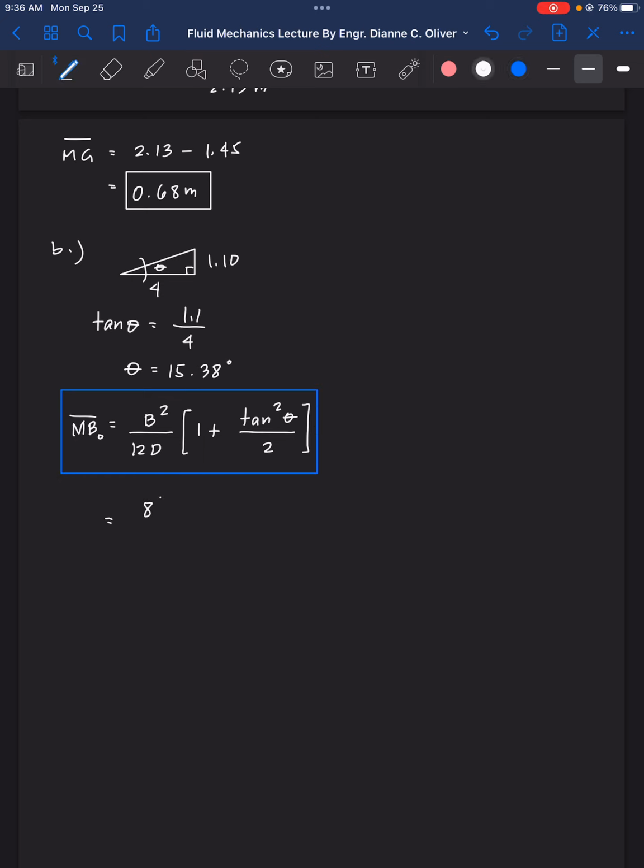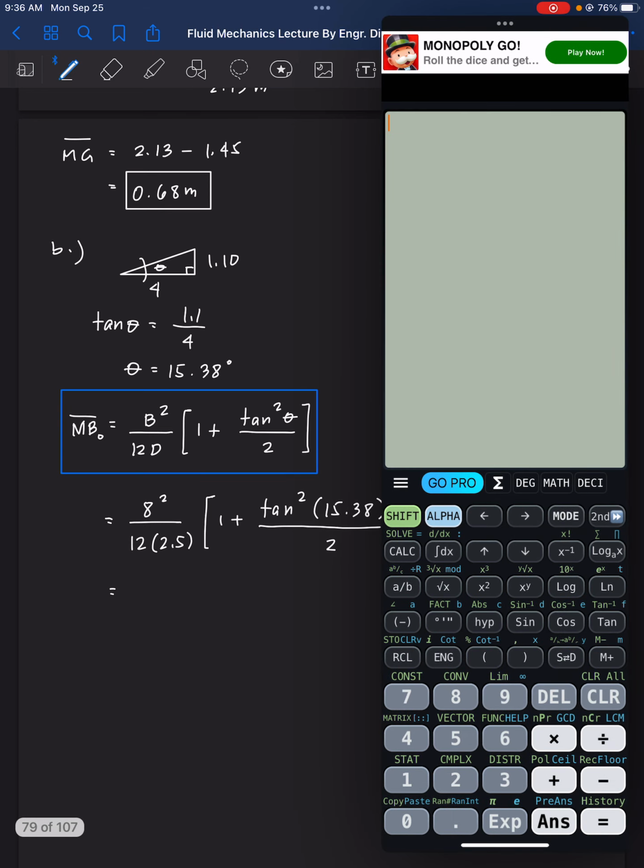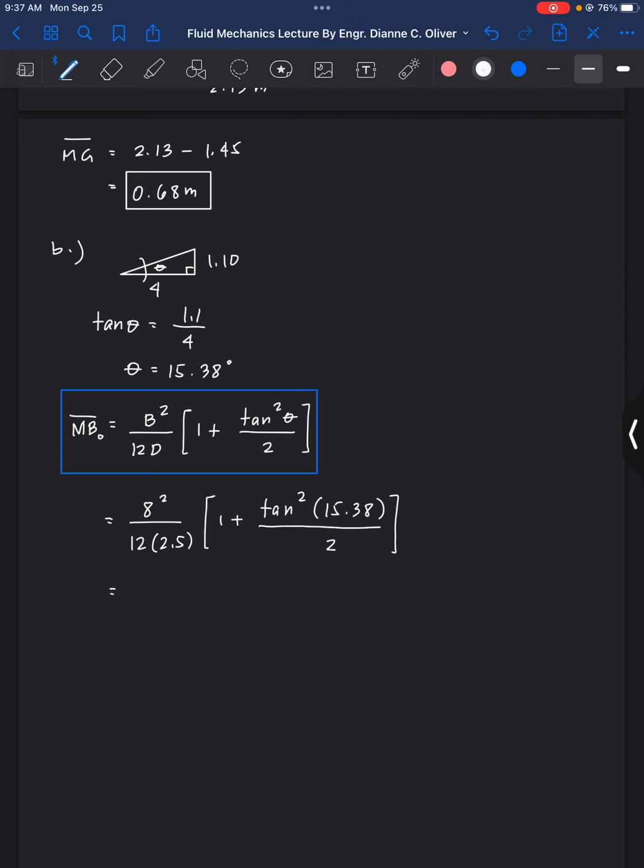So our b is 8 squared divided by 12 times our draft, which is 2.5, times 1 plus tangent squared of 15.38 all over 2. So MBO is now equal to 2.21 meters.